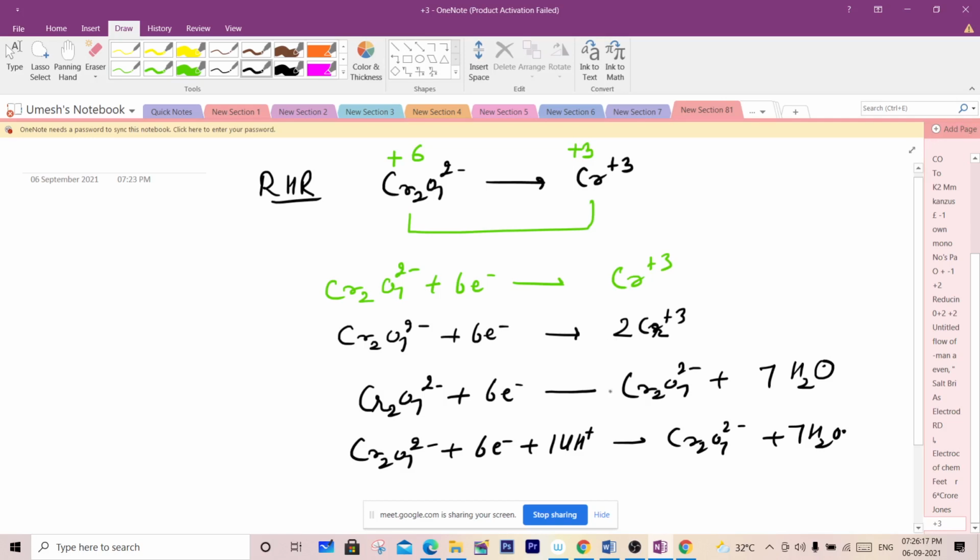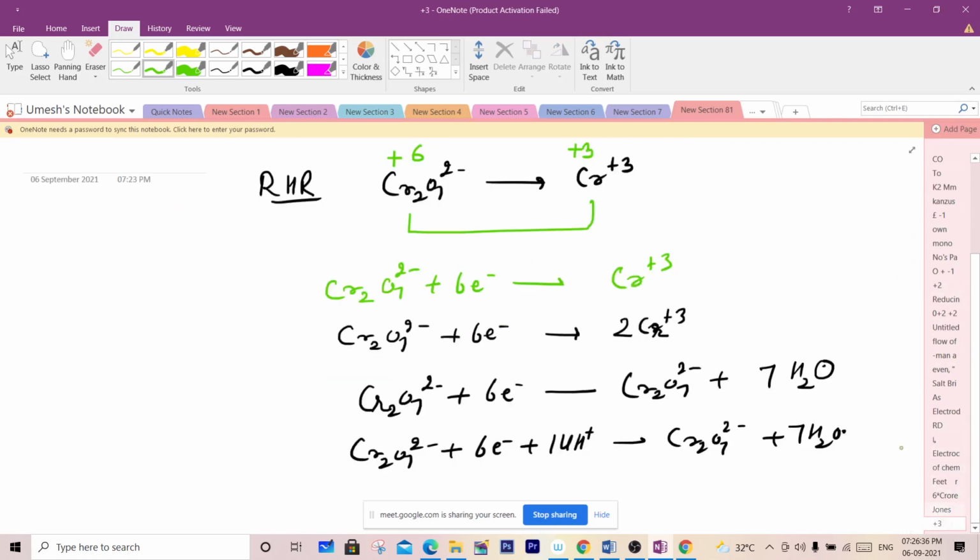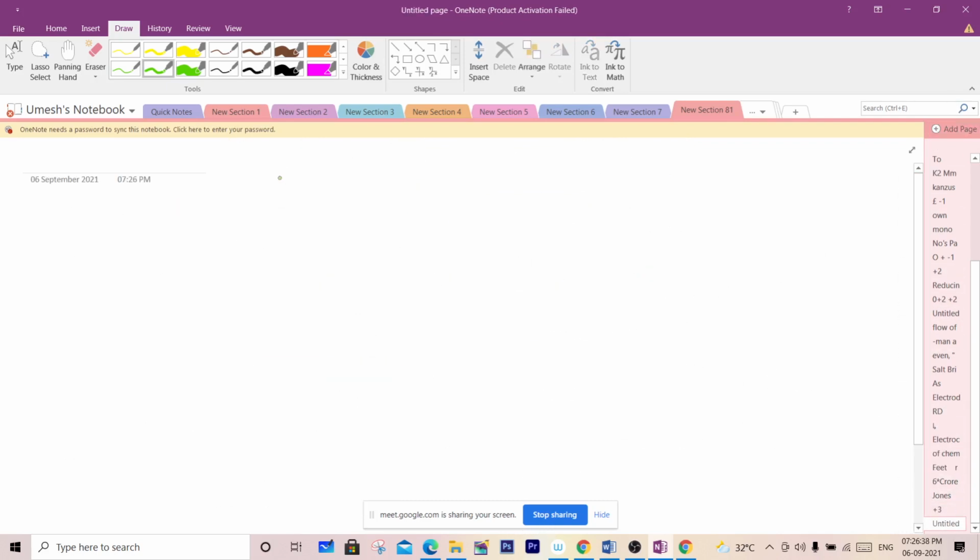Is any doubt till now? Understood? Or should I explain again? Okay, I'm coming to the oxidation part, second part of it. Here the iron is undergoing oxidation, right? So second part I'll come now. That is the oxidation half reaction.